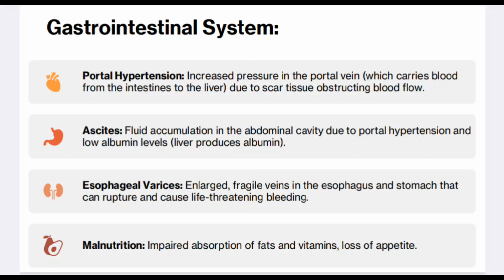Then ascites, fluid accumulation in the abdominal cavity due to portal hypertension and low albumin levels, as the liver produces albumin. Then esophageal varices, enlarged fragile veins in the esophagus and stomach that can rupture and cause life threatening bleeding. Then malnutrition, impaired absorption of fats and vitamins, and loss of appetite.